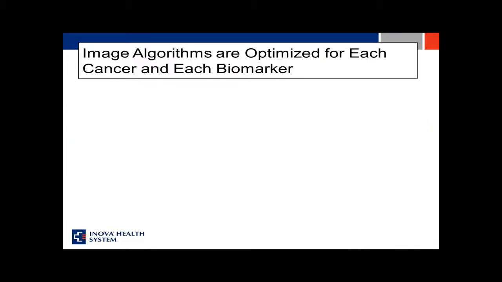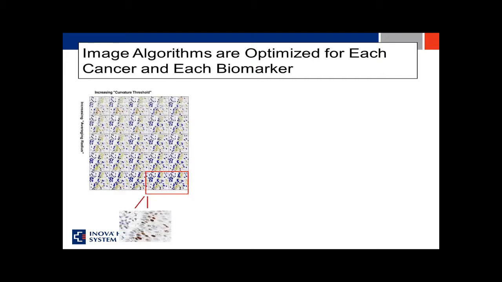And again, each biomarker is different, so the algorithms have to be optimized for each cancer and for each biomarker. ER/PR are nuclear stains, so we have a different technique and a different methodology for optimizing these algorithms. And HER2 is a membrane stain, so we use different principles for developing these algorithms.